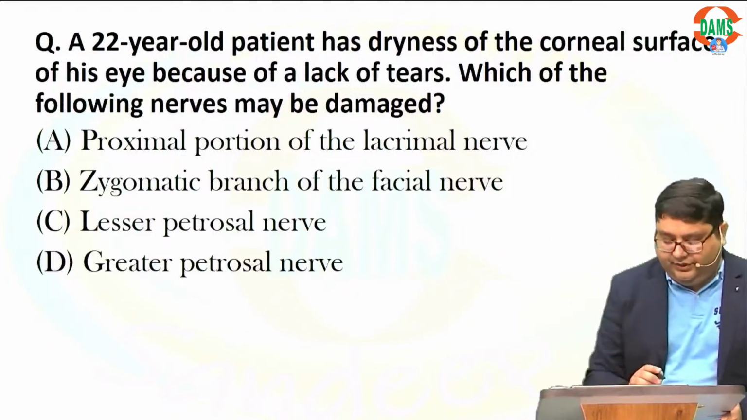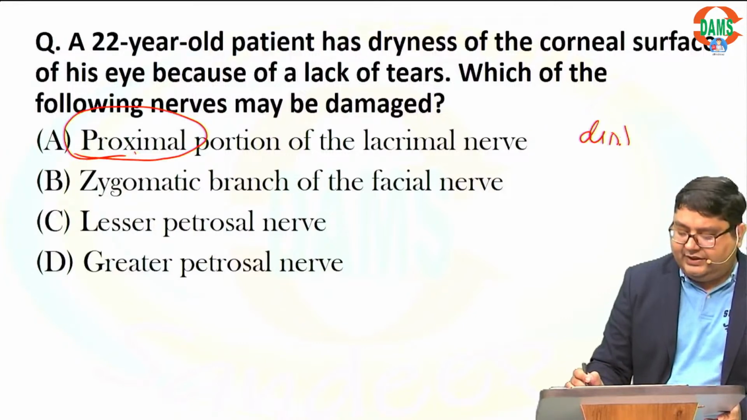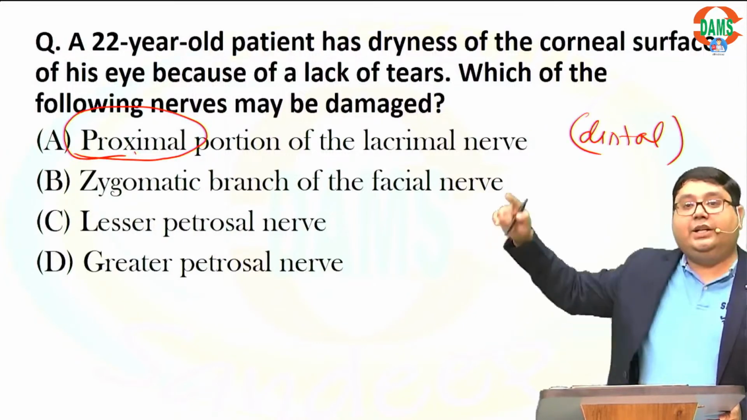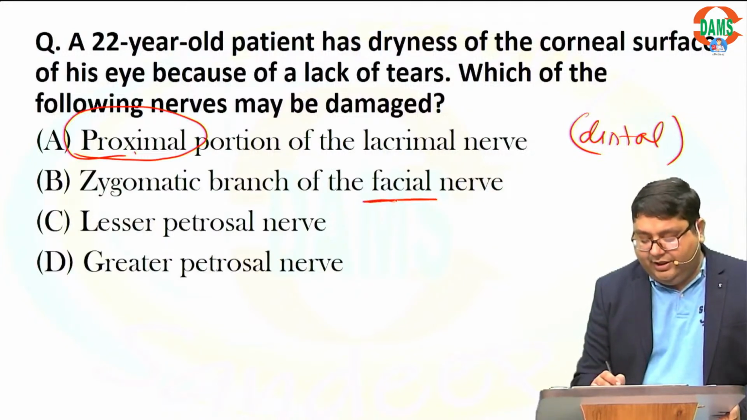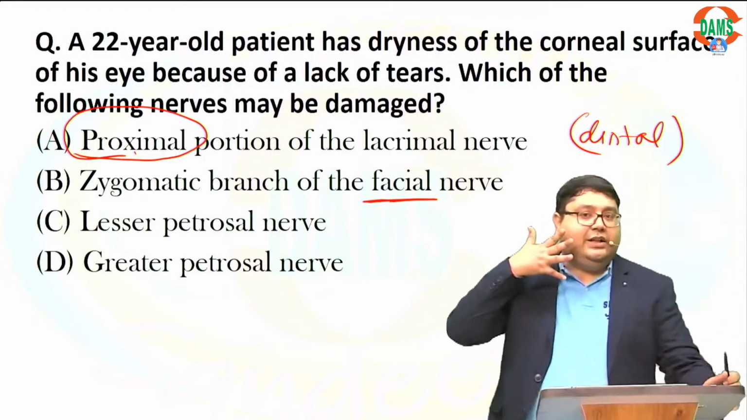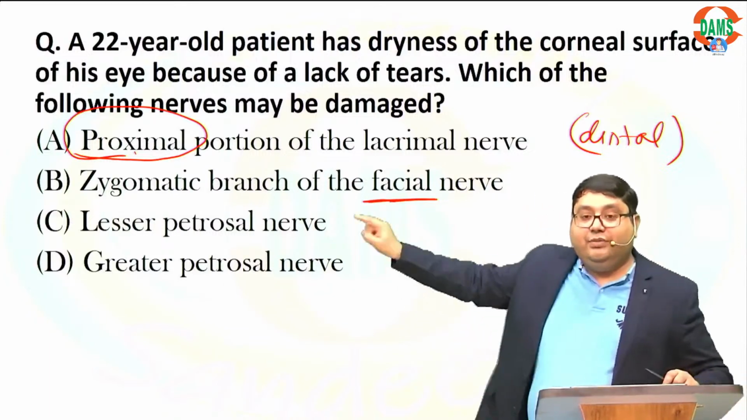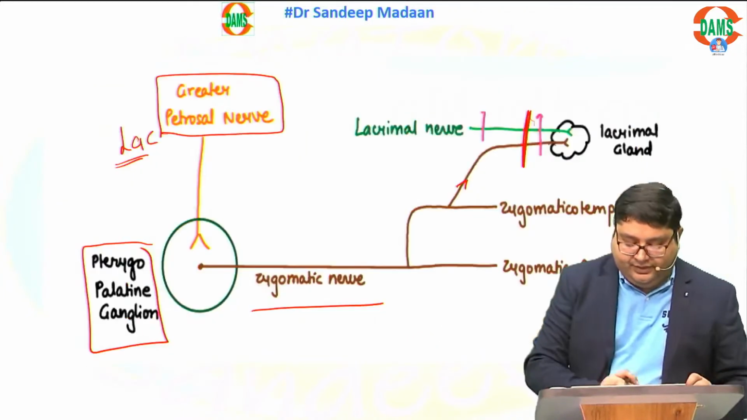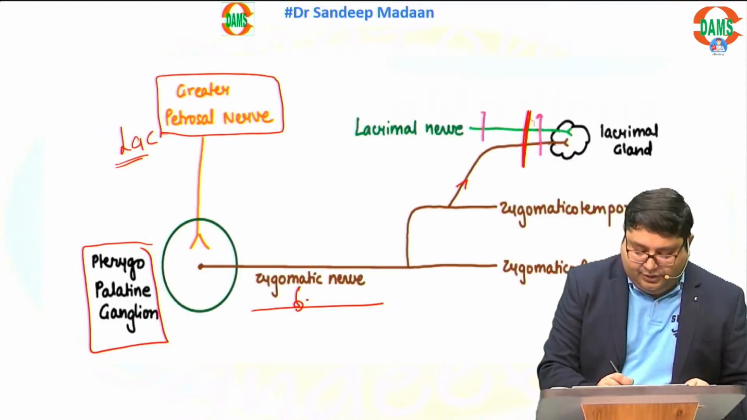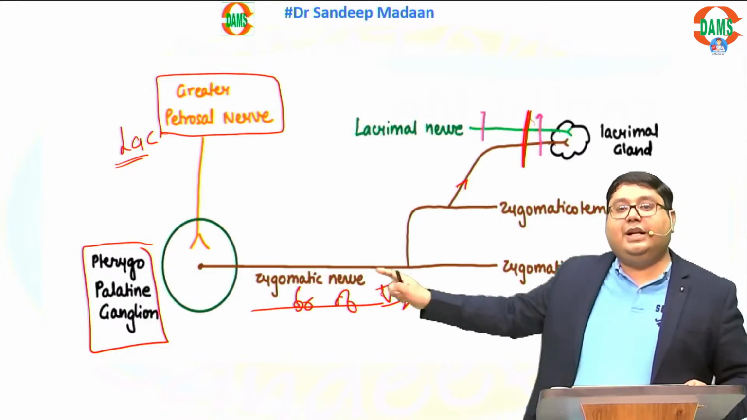Okay. So if instead of proximal, this would have been distal, then it would have led to the loss of lacrimation. Another point: here the branch given is the zygomatic branch of the facial nerve. Now the facial nerve also has a zygomatic branch, but that is a motor branch. What we were writing as zygomatic here is the zygomatic branch of the maxillary nerve, V2. It is not the zygomatic branch of the facial.